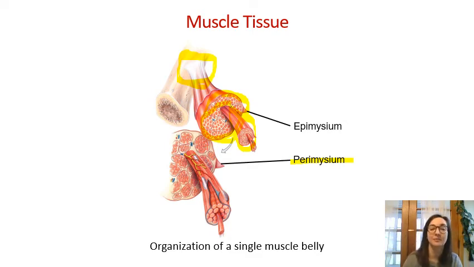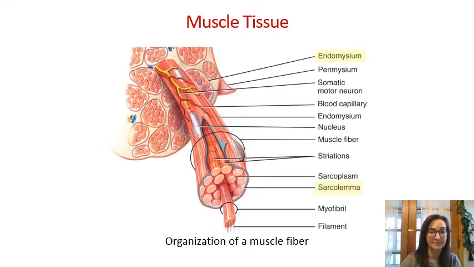If we zoom in a little bit smaller, inside each one of these fascicles, we're going to have the individual muscle fibers. Muscle fiber is just another name for a muscle cell, right? And the muscle fiber right there is going to be surrounded by endomysium. So endomysium is the one that surrounds a single muscle fiber. Now we're zoomed into that single muscle fiber, and here's the endomysium that's surrounding it.